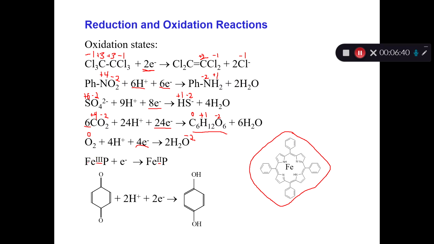The +3 iron is not very soluble, so it will very quickly precipitate as a mineral unless it is chelated by this porphyrin. So the porphyrin keeps the iron soluble and also changes the redox potential of this reaction. So to go from +3 to +2, we must have added 1 electron.